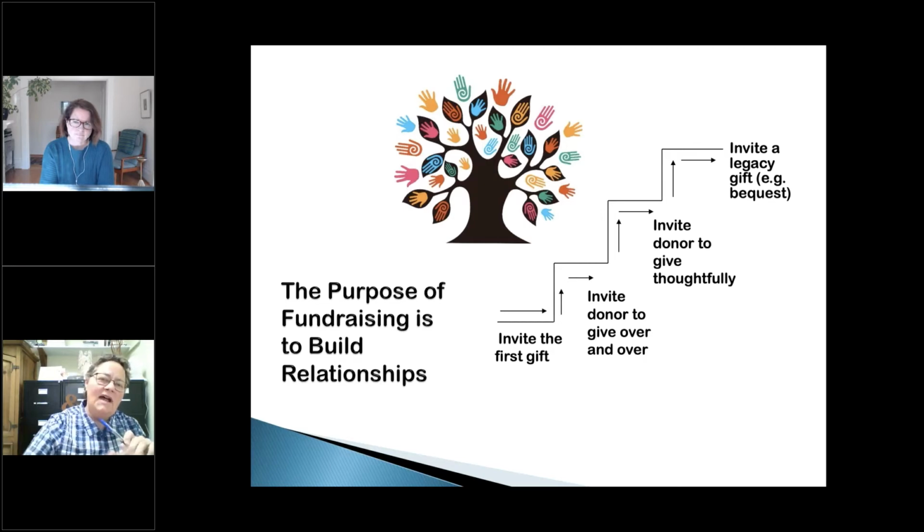This is a two-dimensional slide, so it looks like the legacy gift is at the end. In fact, the legacy gift often comes much earlier, but that's a very important feature as well. So just keep that in mind. Okay, if we can have the next slide.